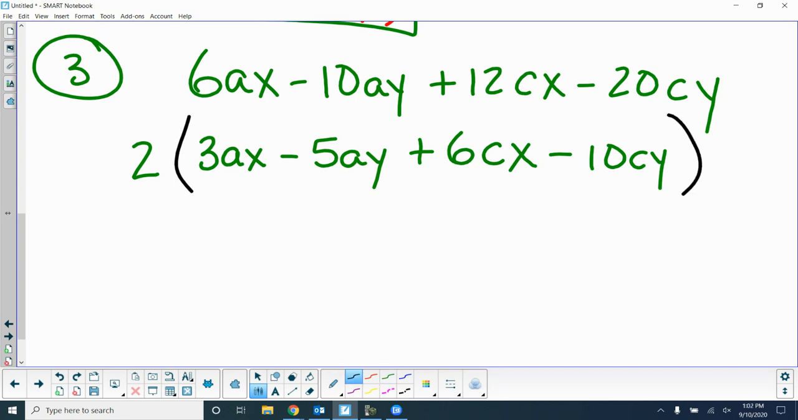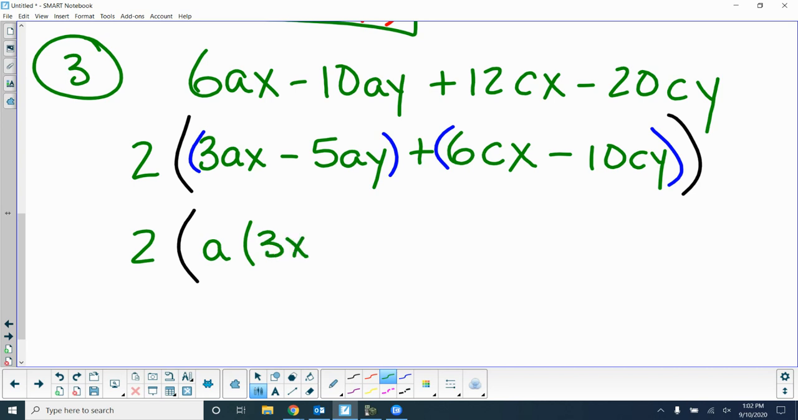Okay, now it's got 4 terms, so what do I gotta do? Group it, right? Again, that's a plus, so that can stay outside. And I've got my 2, and then my first set of parentheses. And here I'm taking out the GCF, which would just be an a. And 3ax divided by a is 3x, and negative 5ay divided by a is negative 5y. And over there, 2c is common. When I divide, I get 3x minus 5y again.